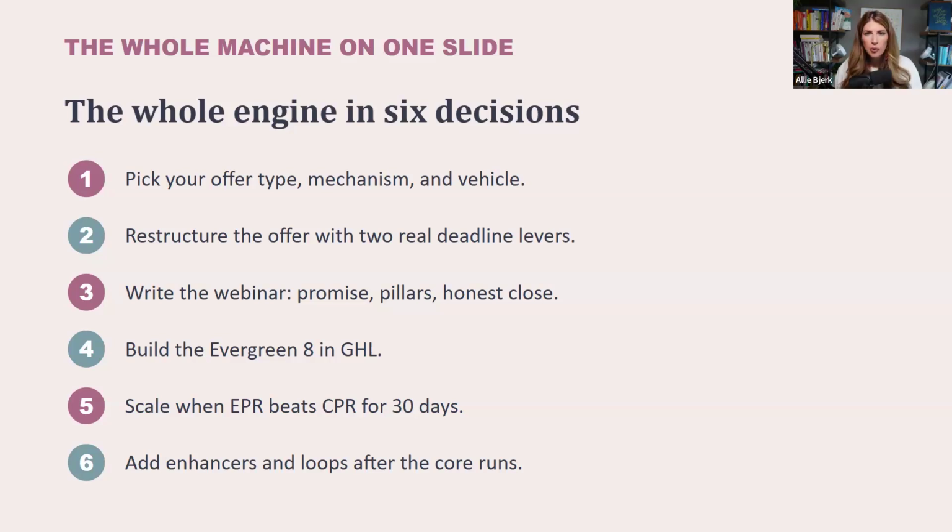Write the webinar, including the promise, the pillars, and the honest close that does have the expiring urgency and scarcity in it. I use Go High Level, but you can build this in lots of different types of training or non-training software. So that's in the workbook too, to understand the different tech pieces that are involved with evergreen webinars. And then watch the data, and you can start growing it when your earning outweighs the cost of what it takes to get someone on that training.